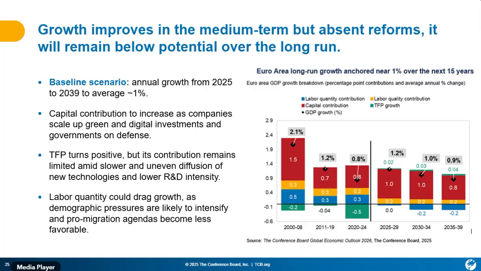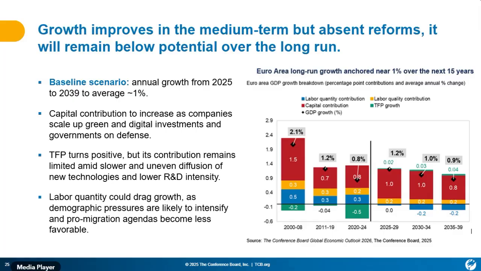When we take things by component, the story for the euro area is very similar to the one we heard about for China and the US. Capital will remain the main driver of growth for the euro area economy. As you see on the graph, the contribution will be around 1 percentage point over the next 10 years, higher than the 0.8 we had during the post-pandemic period. Of course, this is because companies will continue to scale up on defense and on digital investments, and at the same time, a lot of European governments will keep increasing defense spending.